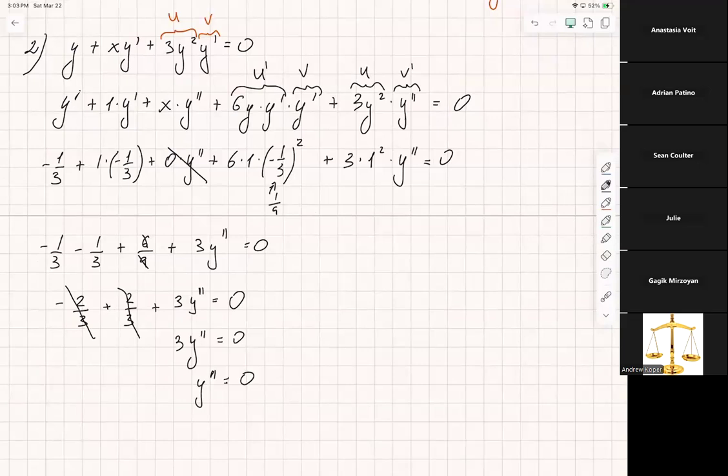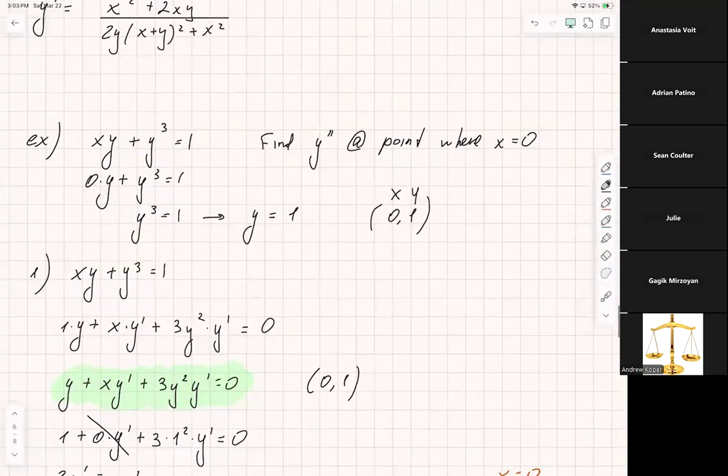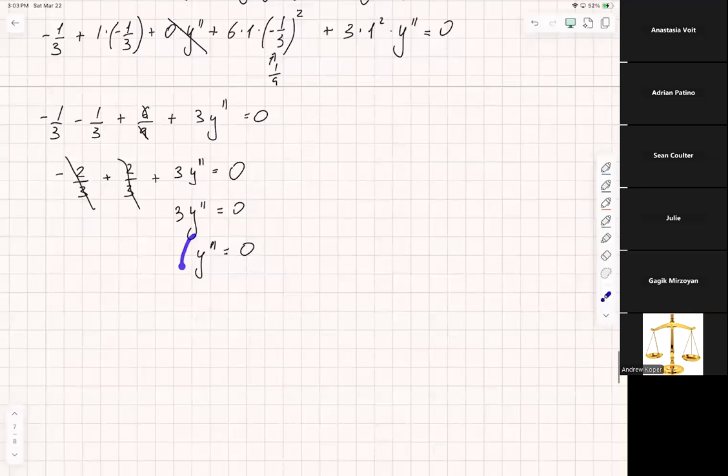And this is what we needed to find. So we found that the second derivative of this function, xy plus y cubed equals 1, at x equals 0 is equal to 0. So this is the end of the problem, okay? So this is how you would write that one.